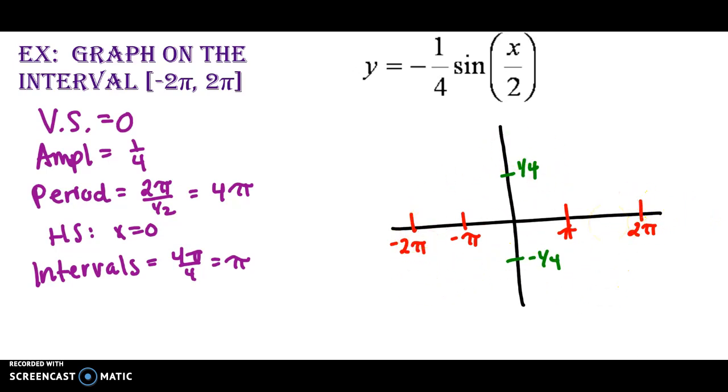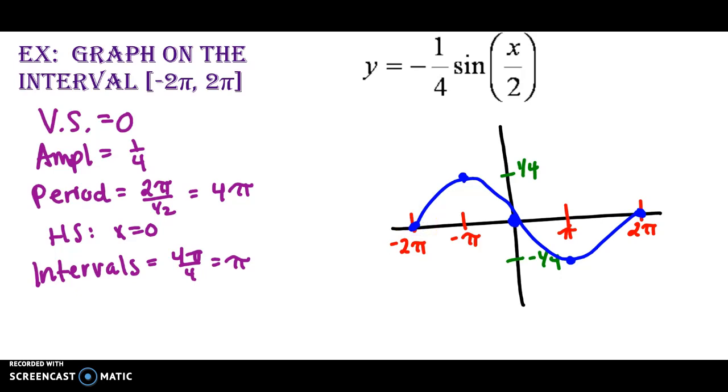Now here's the part that becomes a little bit tricky: how do I know where to graph my points? Remember our starting x value is at 0, and since it's a sine graph, we know that we start at 0, 0. And because it's negative 1/4, instead of going up next, we're actually going to go down. And then from there, it's just following the shape of the curve, and I can connect my points here.